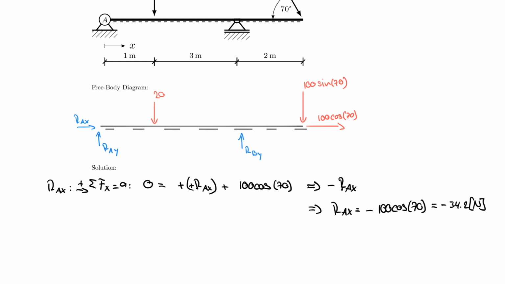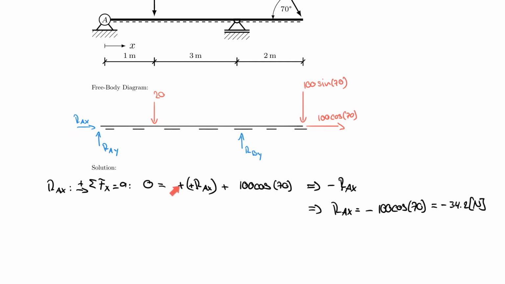And it's very important to understand what the negative means, right? The negative does not mean that my arrow is pointing in the negative x direction. It's very tempting to think that, especially in this case. But what this really means is that in this equation, I assumed my RAX to be incorrect.